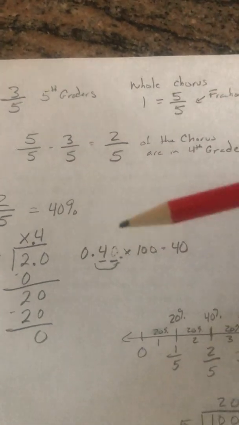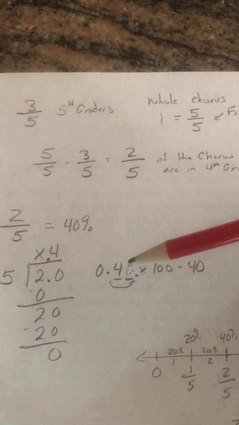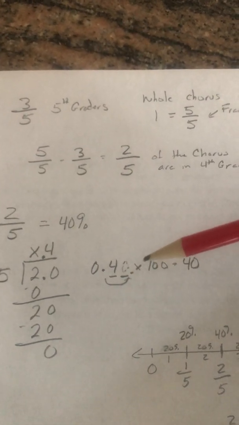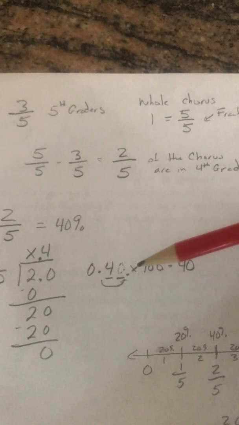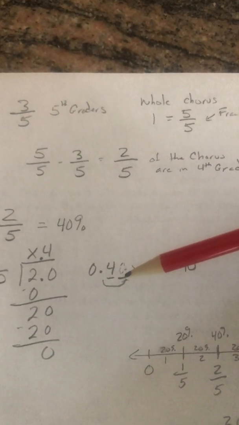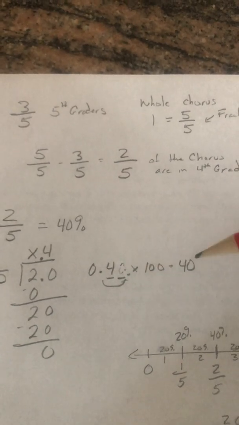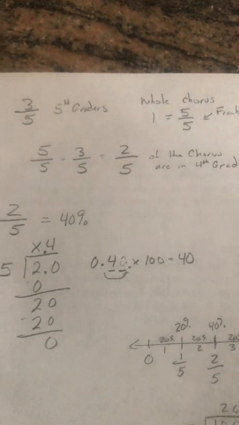So if you look over here, now I take that 0.4, I've added another 0 because I'm going to multiply by 100. Now when I multiply by 100, I'm really moving my decimal 2 spaces over. So this is going to go from 0.40 to 40. So that's how I get it as a percent.